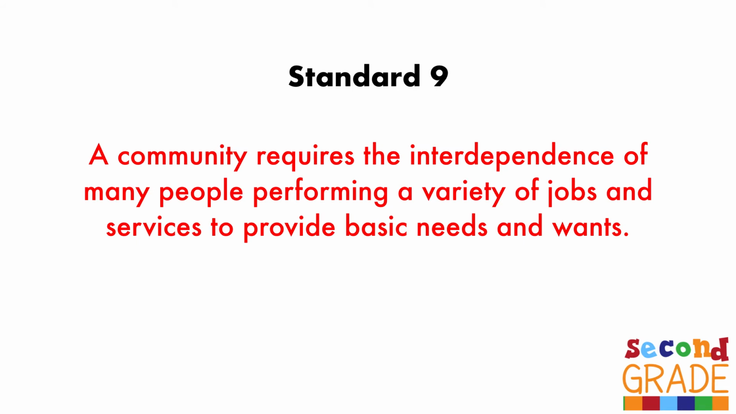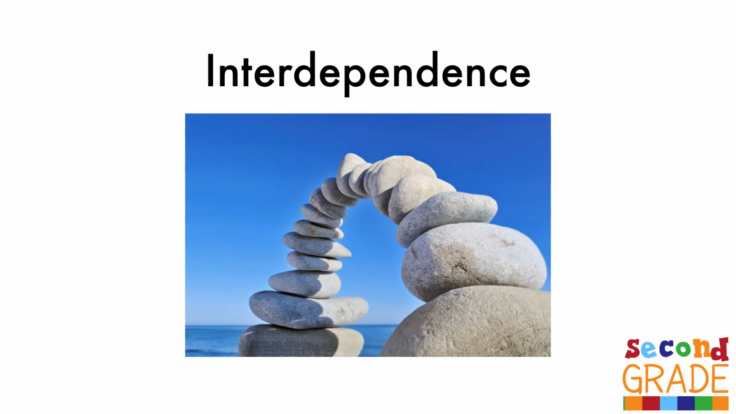And finally, standard number 9. A community requires the interdependence of many people performing a variety of jobs and services to provide basic needs and wants. A question to get at this standard might be, how are goods produced and services provided in Jamestown? Topics might be goods and services in Jamestown, the diversity of jobs here, and the sharing of services within the larger community.